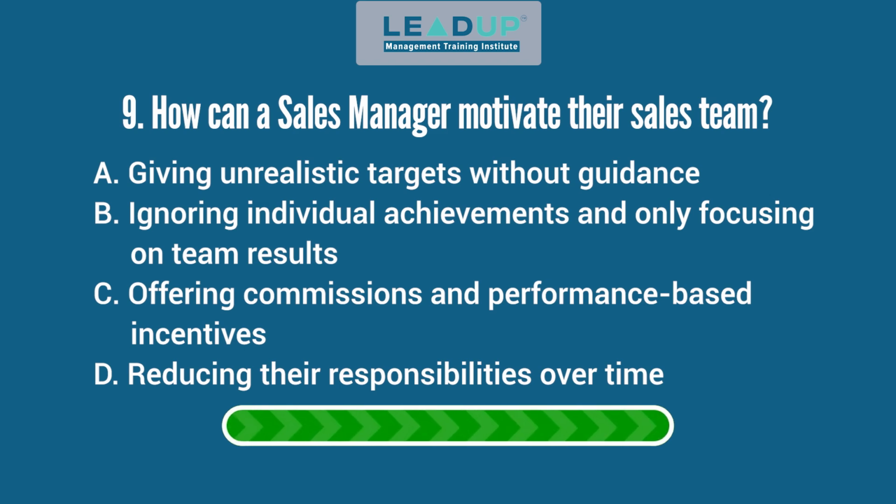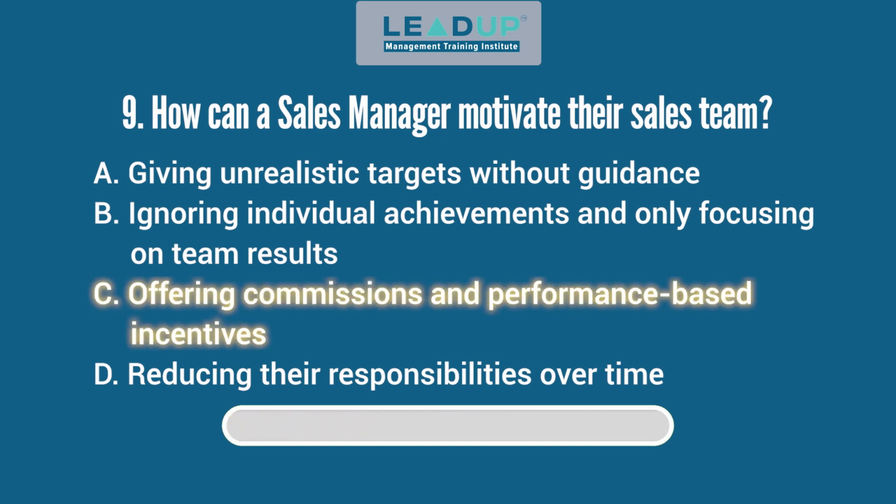Question 9. How can a sales manager motivate their sales team? A. Giving unrealistic targets without guidance. B. Ignoring individual achievements and only focusing on team results. C. Offering commissions and performance-based incentives. And D. Reducing their responsibilities over time. Answer: offering commissions and performance-based incentives.